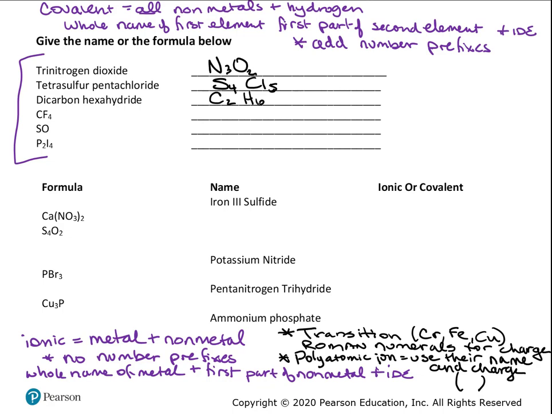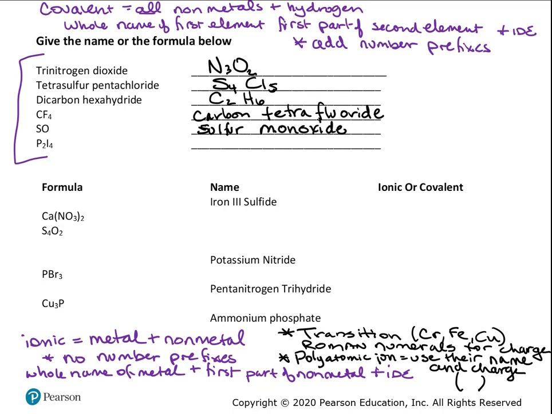So then, going back and doing the opposite, CF4 would be carbon tetrafluoride. And remember, fluoride, it's UOR, otherwise it's flour. SO, though, would be sulfur. So is it sulfur oxide? What's missing? Sulfur monoxide. Did everybody get that one?